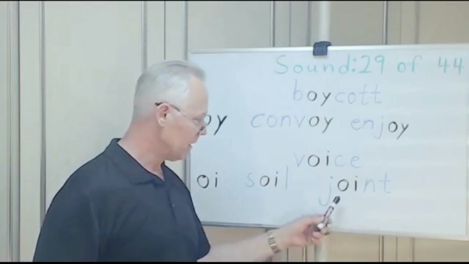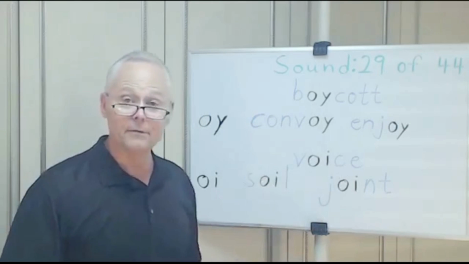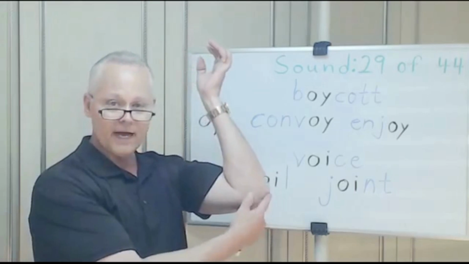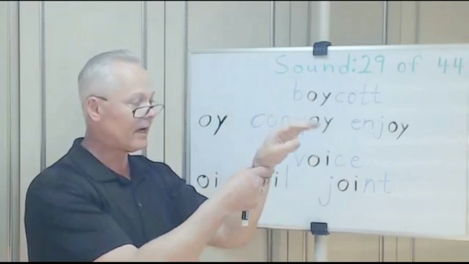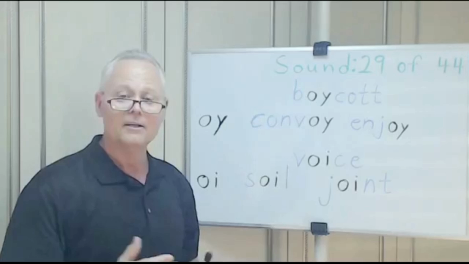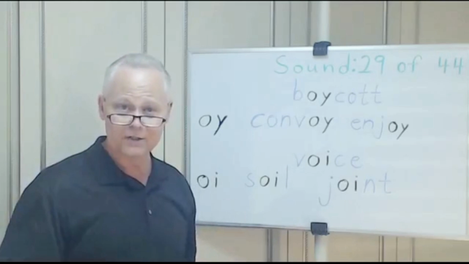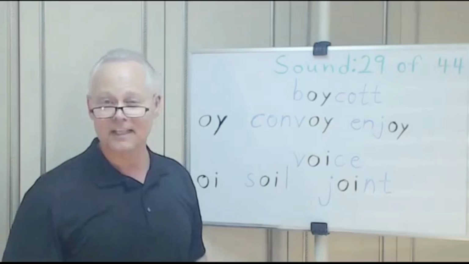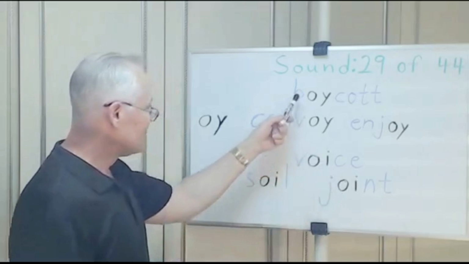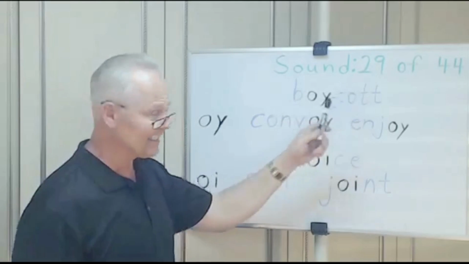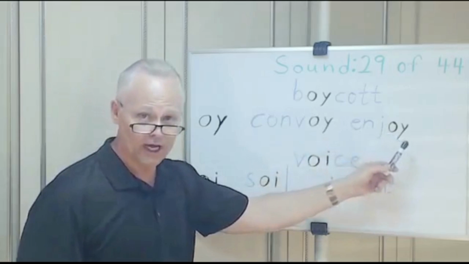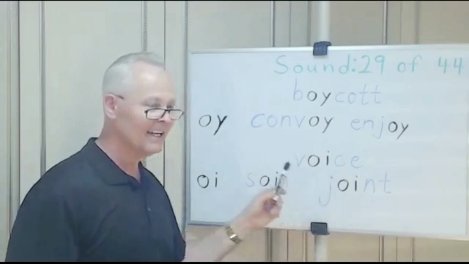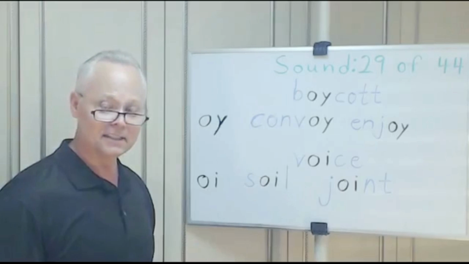A joint. Many different things mean joint. Here, let's say, for example, my elbow is a joint. My wrist is a joint. Joints where your bones come together, that's a joint. It has some other meanings too, but let's go with that one for now. Boycott, convoy, enjoy, voice, soil, joint. And that concludes this lesson.